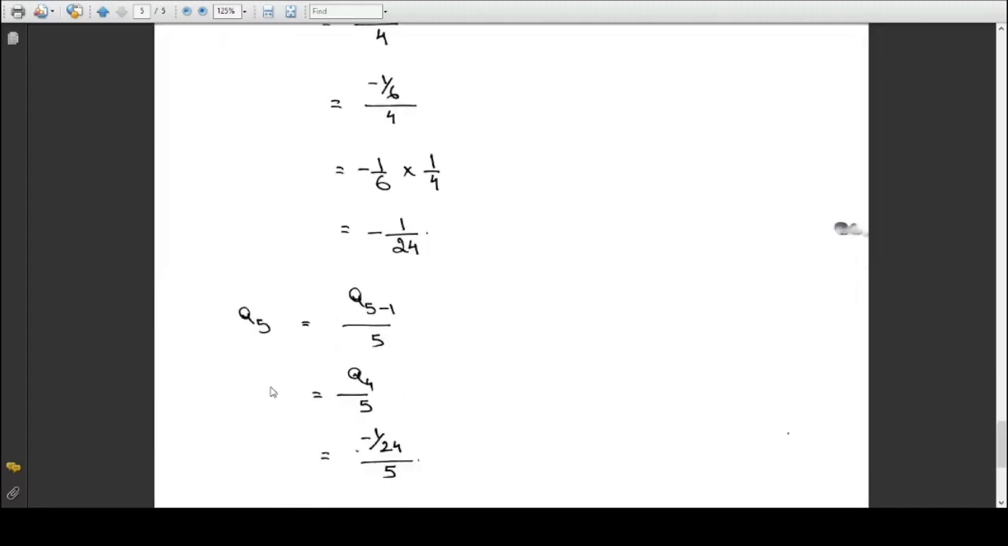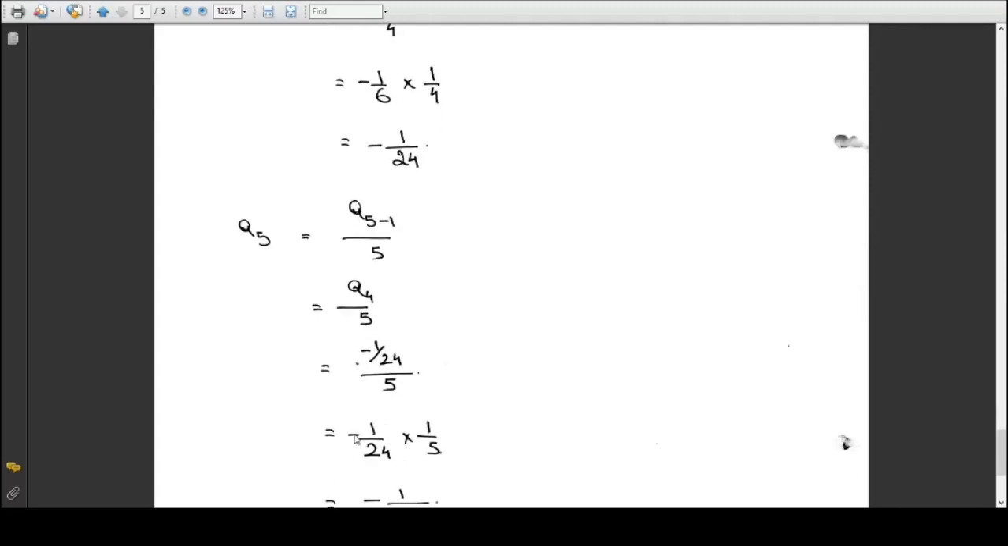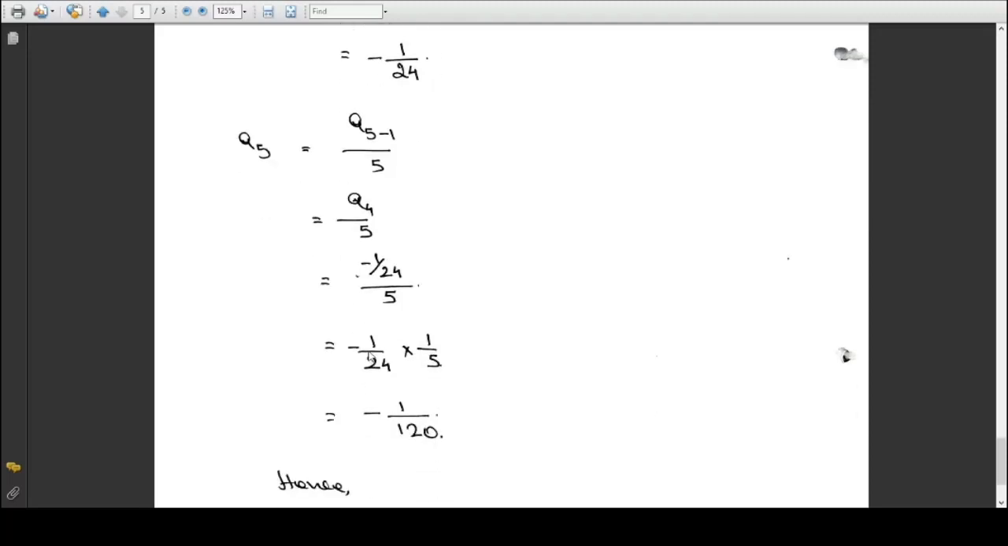And the last one, putting n as 5, we have a5 equals a(5 minus 1) by 5, which gives us a4 by 5. a4 is minus 1 by 24 divided by 5, which is minus 1 by 24, and change to multiply. 5 by 1 is 1 by 5. 1 multiplied by 1 is 1. 24 multiplied by 5 is 120.